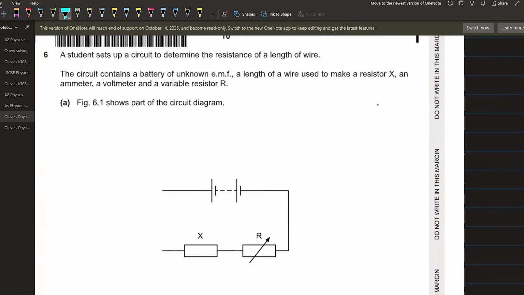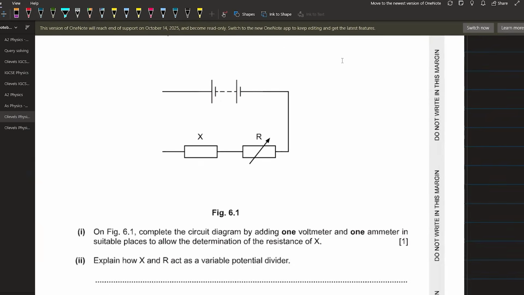A student sets up a circuit to determine the resistance of a length of a wire. ठीक है, resistance of length of wire निकालनी हमने. The circuit contains a battery of unknown EMF, a length of wire used to make a resistance X. ठीक है, हमने length of wire से resistance X बना लिया है. An ammeter, a voltmeter, and a variable resistor R. Figure 6.1 shows the circuit diagram. Okay. On figure 6.1, complete the circuit diagram by adding one voltmeter and one ammeter in the suitable places to show the determination of resistance X.